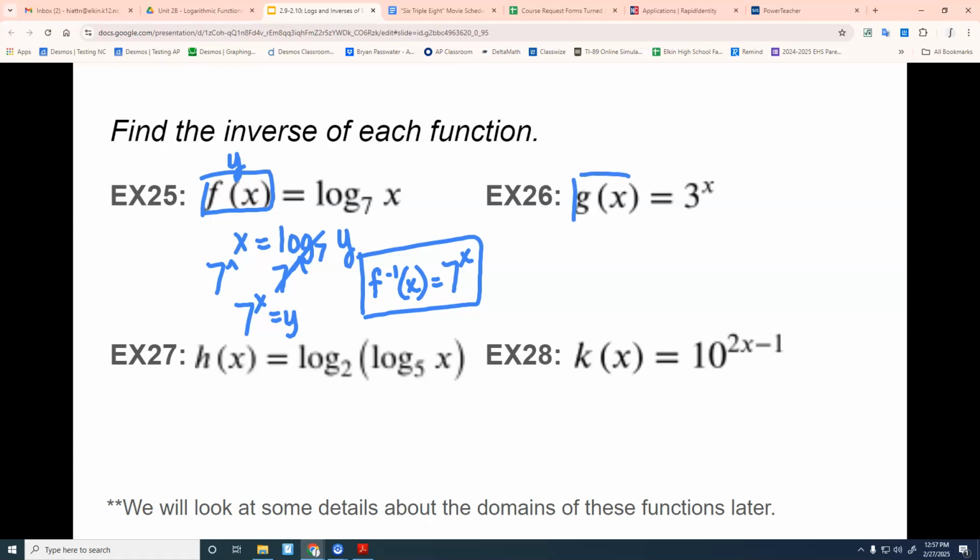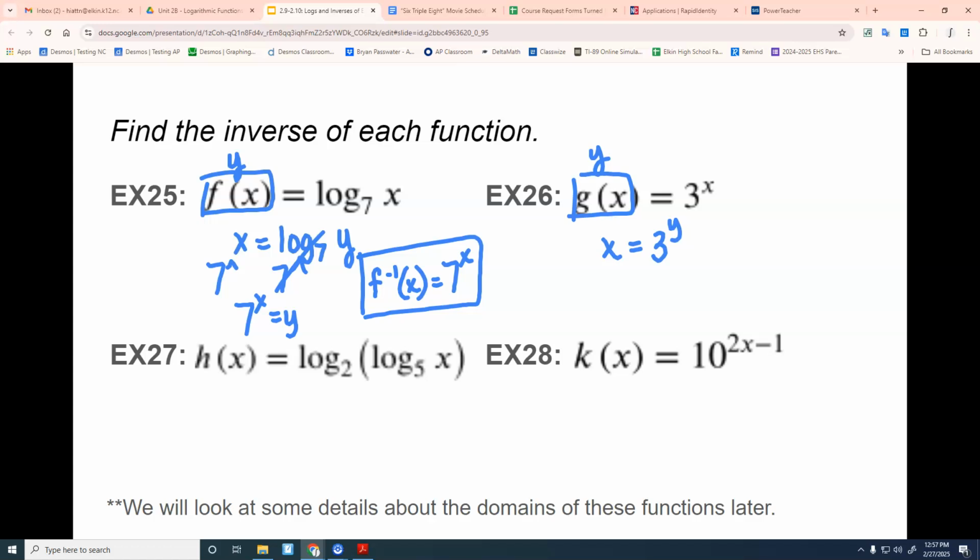Okay, the next one, this is a y. So we need to switch x and y. So we get x equals 3 to the y right there. So for this one, kids mess up on these a lot more than they do number 25. Because we need to get rid of that 3. How do you guys think we should get rid of the 3? We need to log base 3.